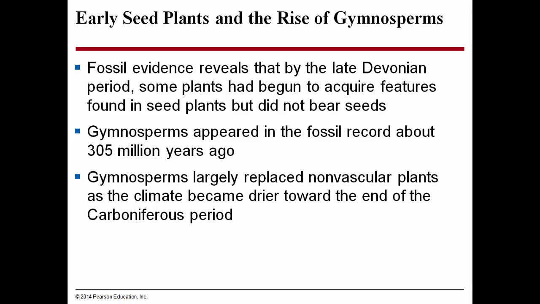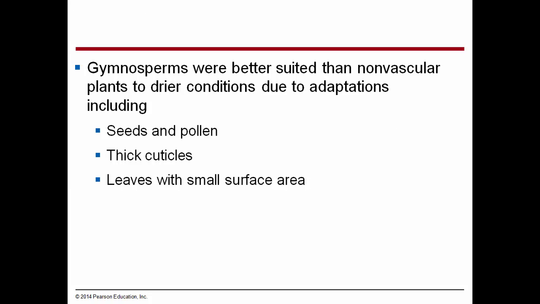Gymnosperms largely replaced non-vascular plants as the climate became drier toward the end of the Carboniferous period. Gymnosperms were better suited than non-vascular plants to drier conditions due to adaptations, including seeds, pollen, thick cuticles on the leaves, and leaves with a smaller surface area.